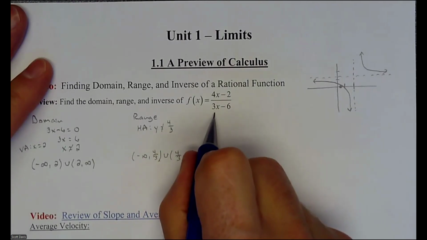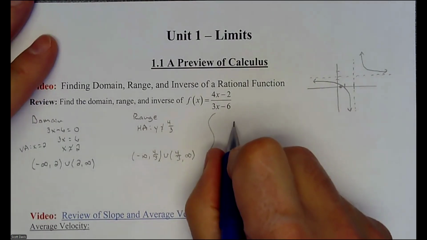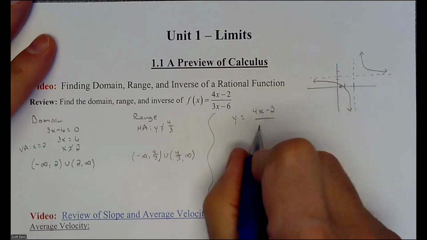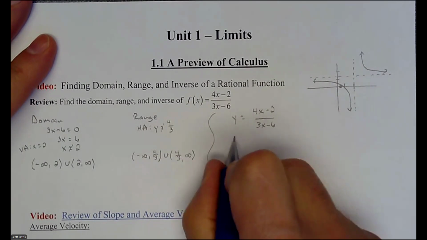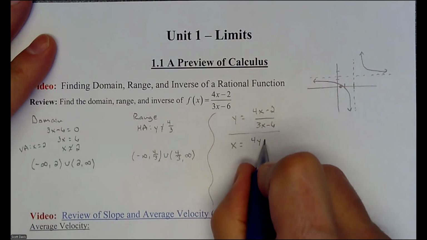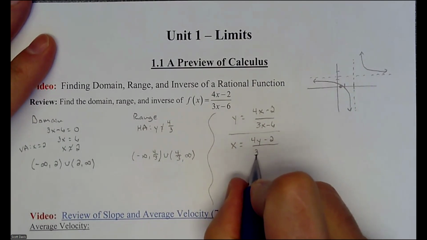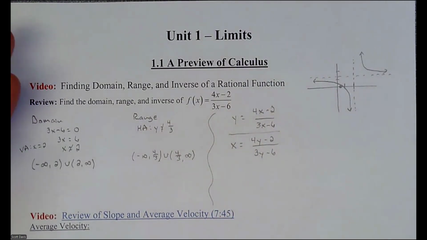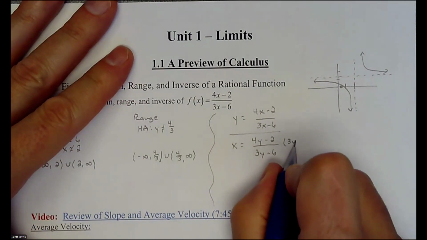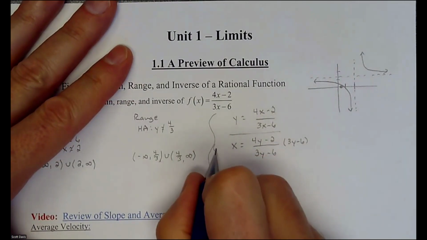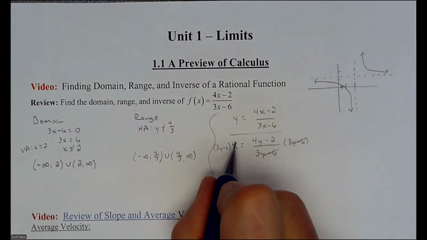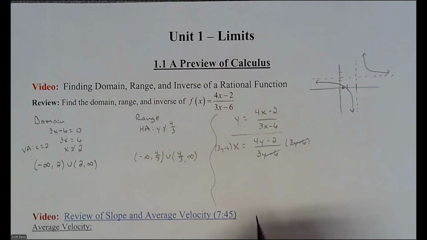The last part of this is finding the inverse. We take our original equation, 4x minus 2 over 3x minus 6, and to do the inverse, we switch the x's and y's. We always do that on any inverse. Then we try to isolate the y, get y by itself. First, I'm going to clear out my fraction. I'm going to multiply the 3y minus 6 over to the other side, and distribute, so that we don't have parentheses and can move things around.